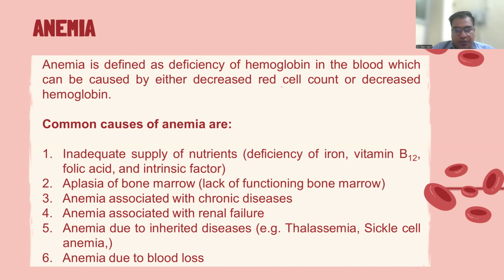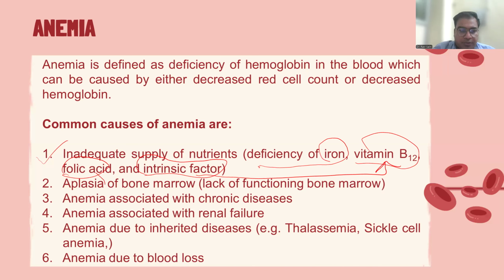Now, the common causes of anemia are inadequate supply of nutrients, especially deficiency of iron, vitamin B12, folic acid, and intrinsic factor, which is responsible for the absorption of vitamin B12. Now, come to the aplasia of bone marrow. Aplasia means there is a lack of functioning of bone marrow. So, improper functioning of bone marrow will lead to less production of RBCs, which finally results in decreased hemoglobin content, finally leading to anemia.